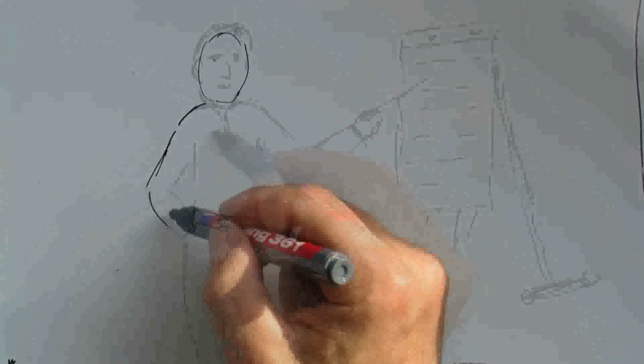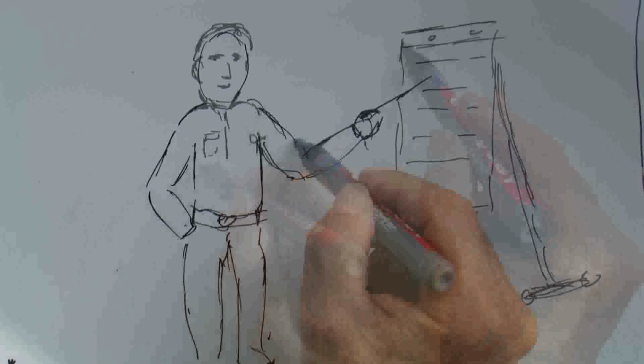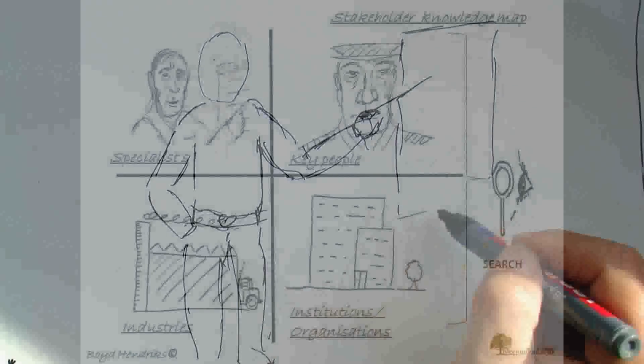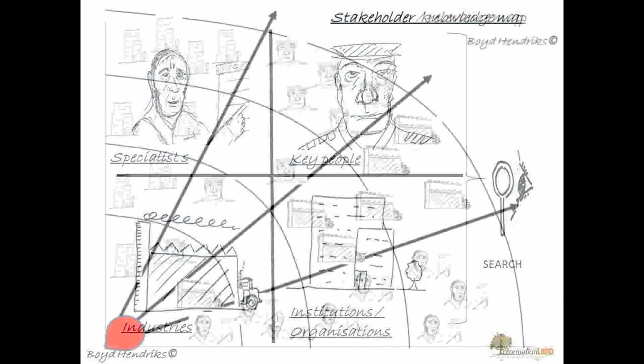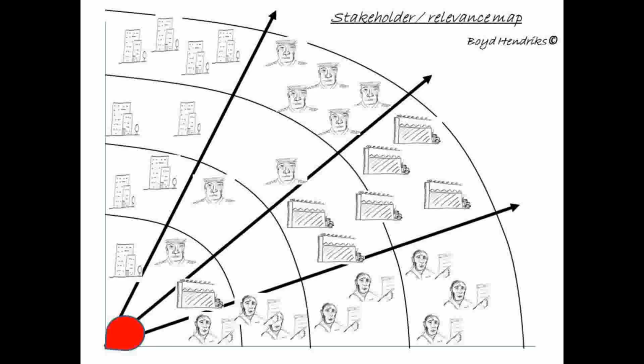Maybe not directly involved in the social media of that discussion, but in the context of the discussion, there will be specialists, key people, industries, institutions and organizations. They are important. They must be mentioned on a knowledge map, but what is more, they might show themselves in a stakeholder relevance map.